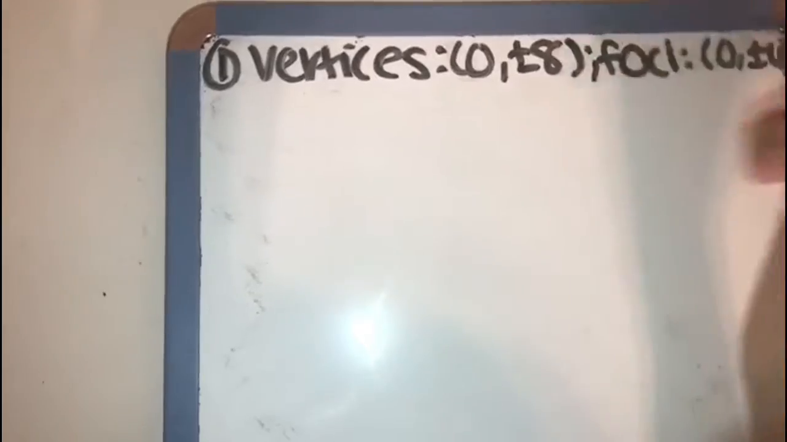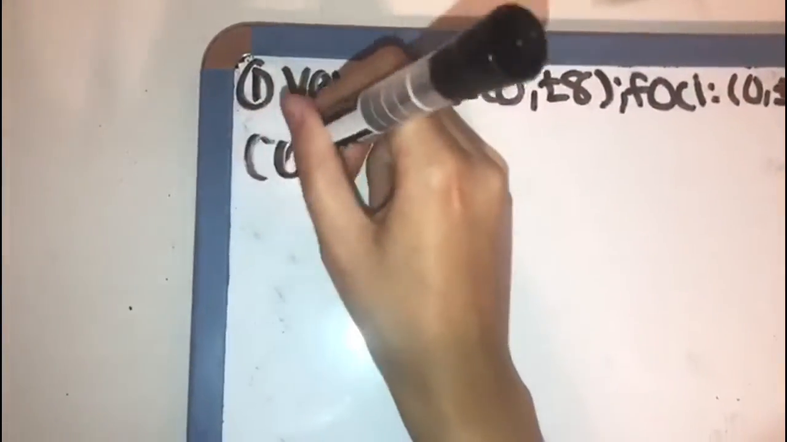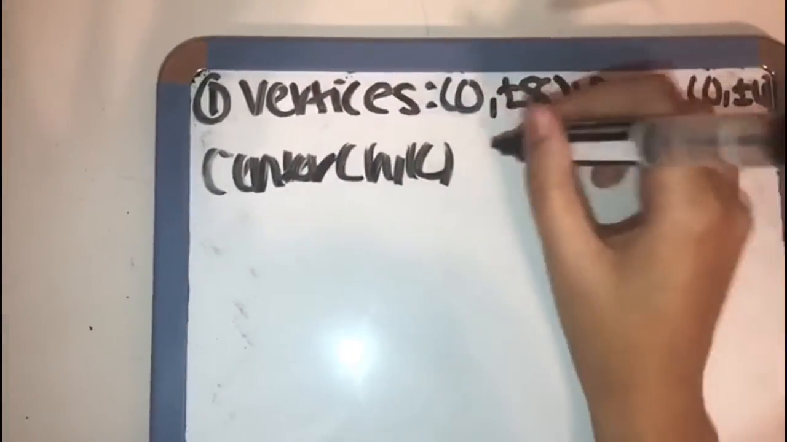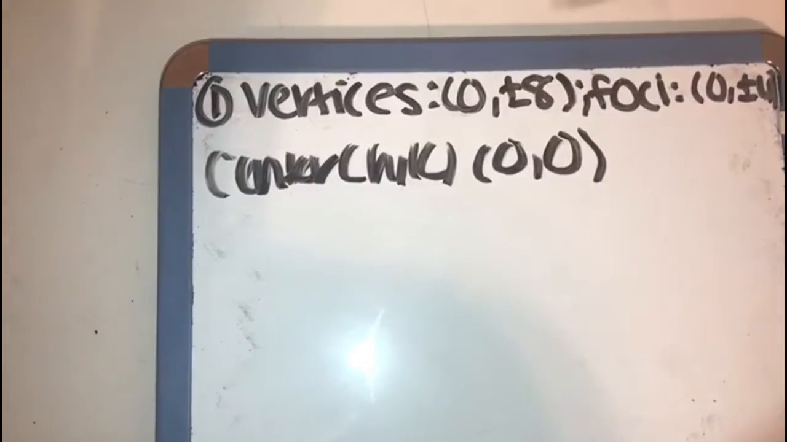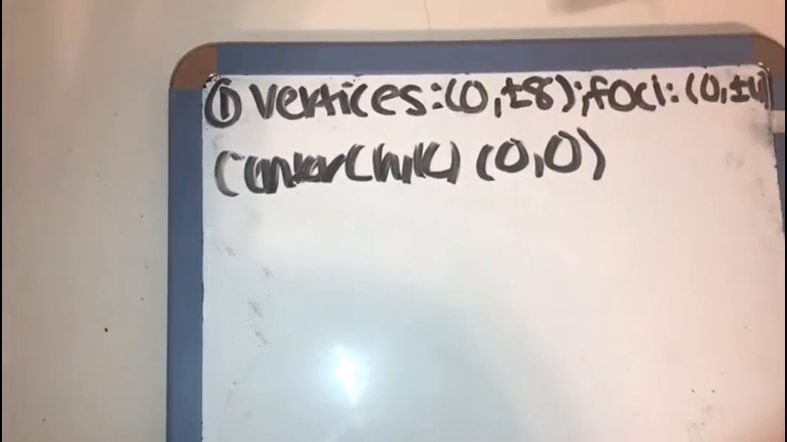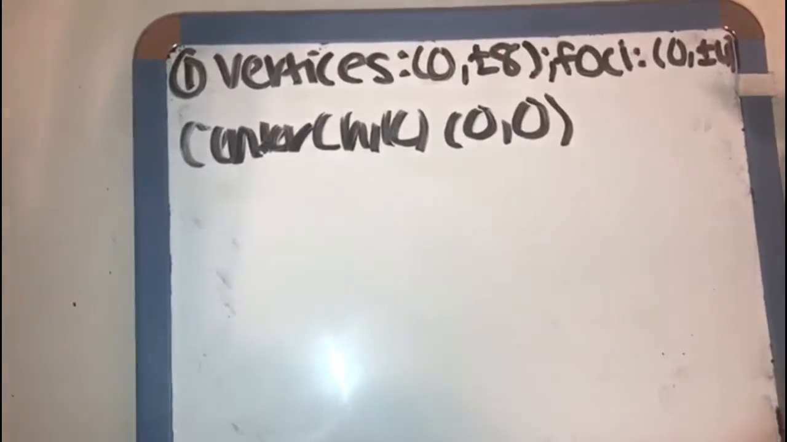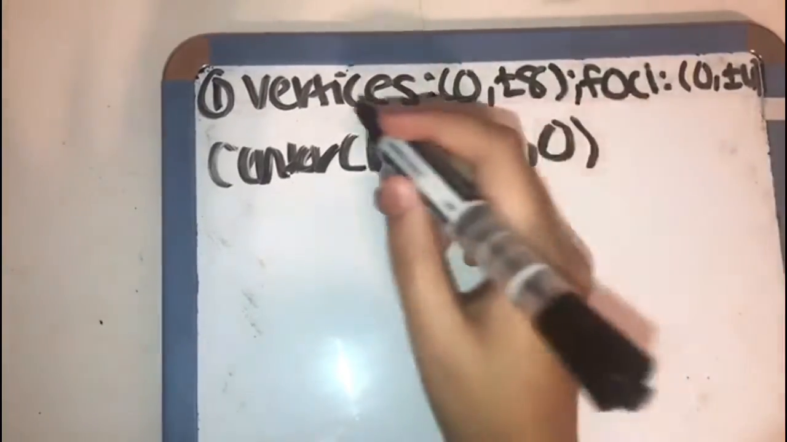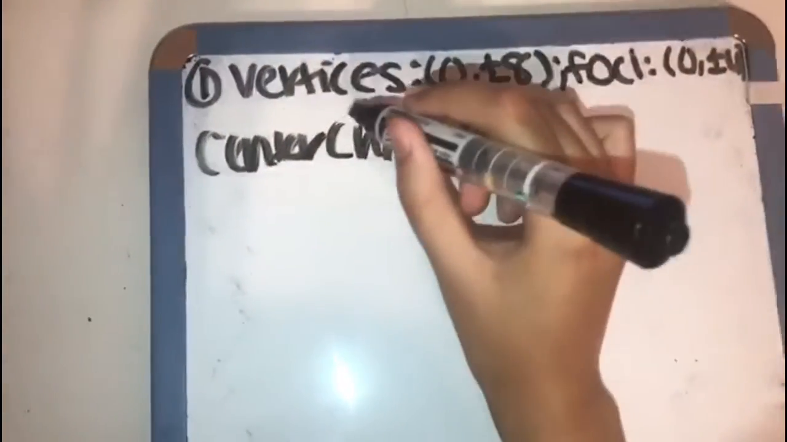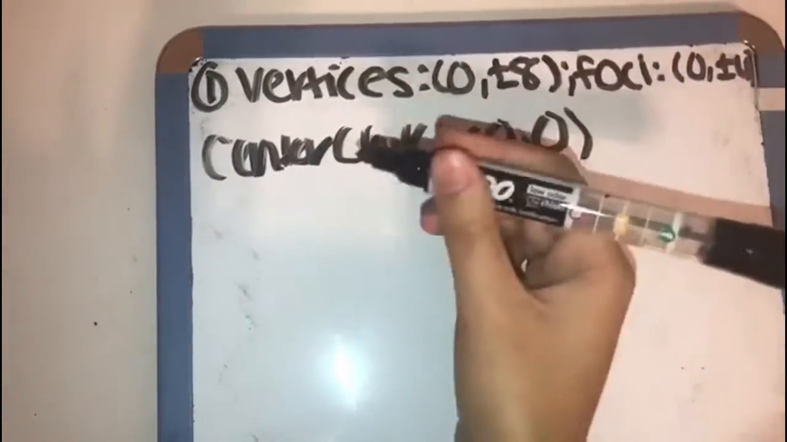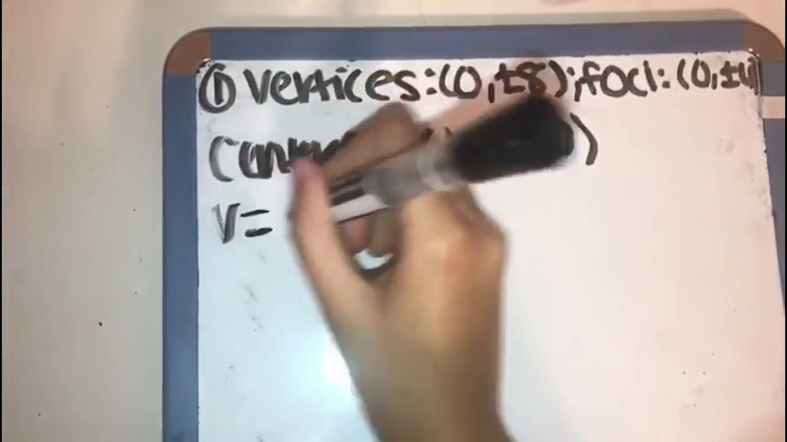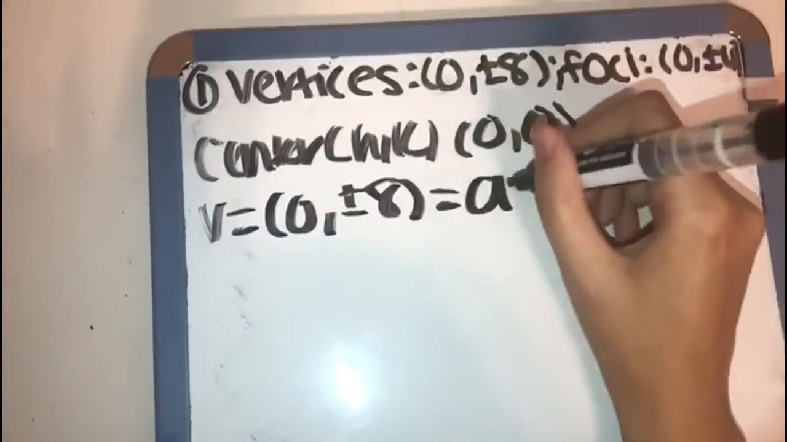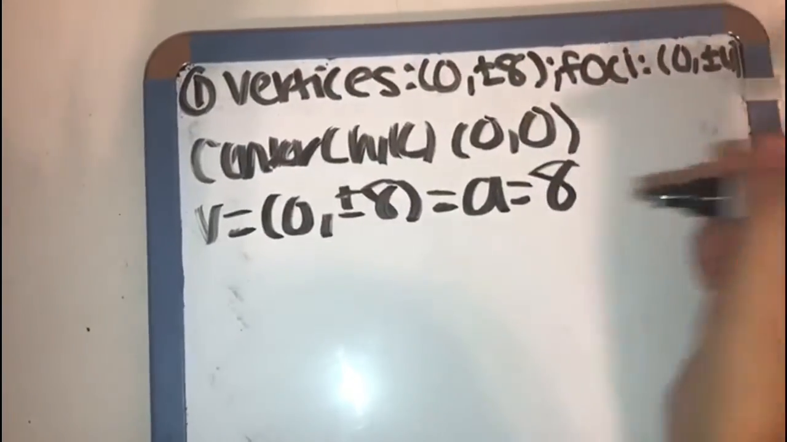Let's try finding the center. The center is always h and k, okay? The center formula is always h and k. It's kind of like x and y, I guess you could say. But for the center, it's actually 0, 0, because there's nothing really between the vertices and the foci. Now let's see the vertices. Vertices will be equal to a, and the foci will be equal to c. So the vertices are 0 and plus and minus 8, which means a equals 8.